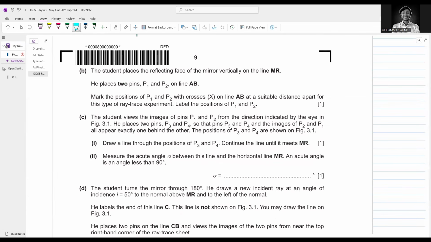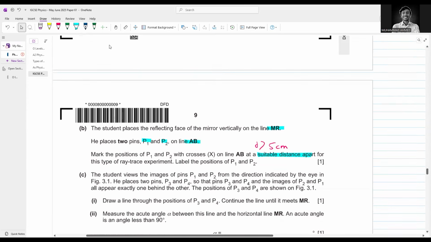The student places the reflecting face of the mirror vertical to MR. ठीक है. He places two pins P1 and P2 on the line AB. ठीक है. Mark the position P1 and P2 with crosses X on AB a suitable distance apart. तो जब भी हम पिन्स प्लेस कर रहे होते हैं we make sure the pins are greater than 5 centimeter apart. बेटा जो पिन्स का डिस्टेंस होता है आपस में उसको हम कोशिश करते हैं 5 सेंटीमीटर से ज़्यादा रखें.